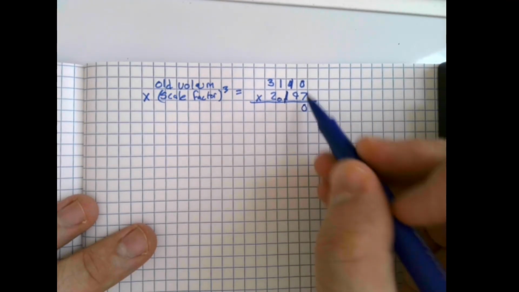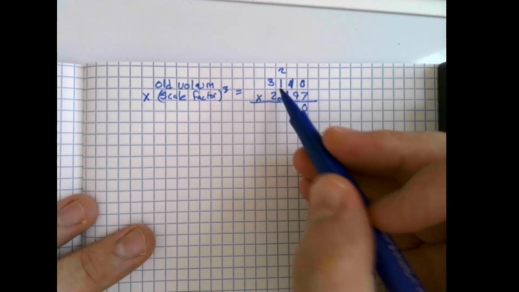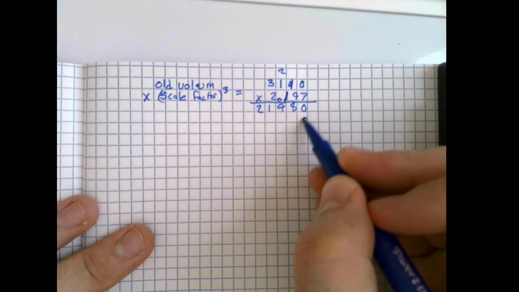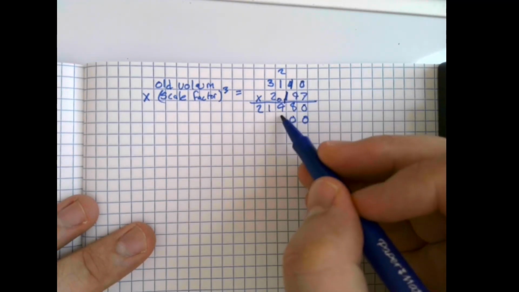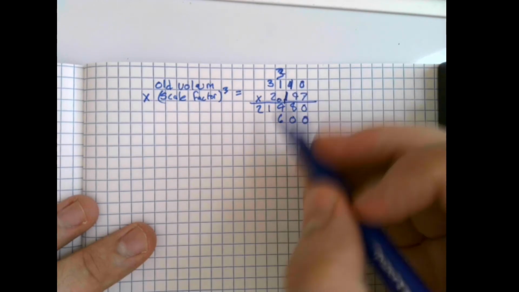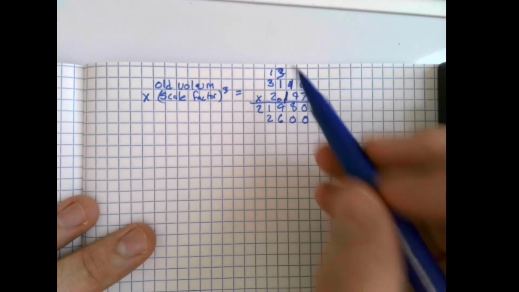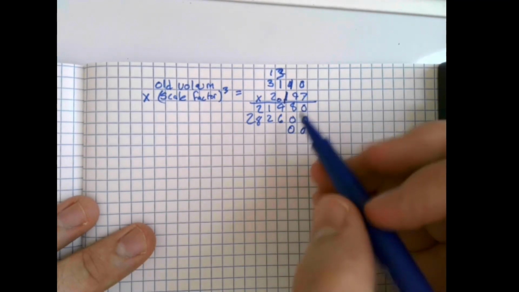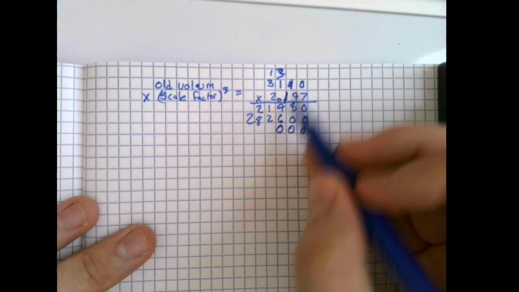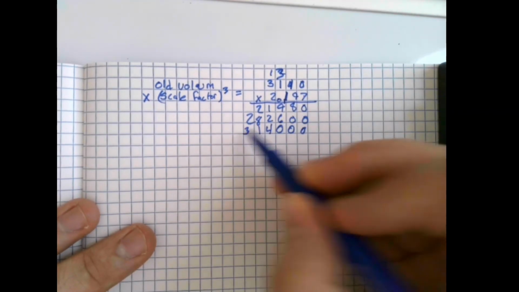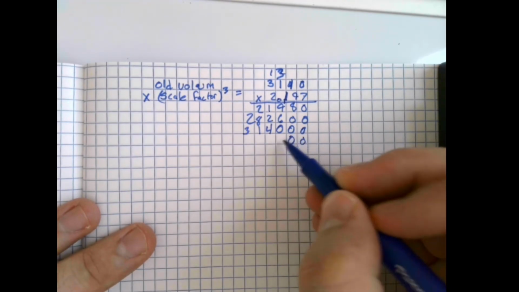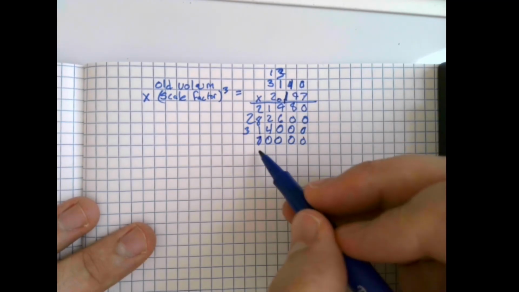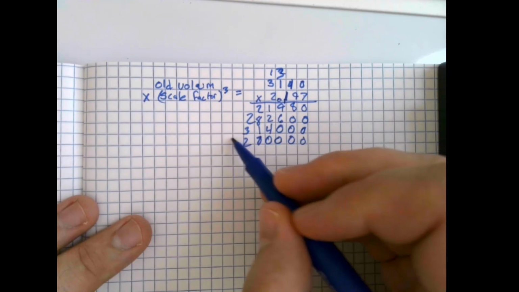7 times 0 is 0. 7 times 4 is 28. 7 times 1 plus 2 is 9. 7 times 3 is 21. 9 times 0 is 0. 9 times 4 is 36. 9 times 1 plus 3 is 12. 9 times 3 is 27, plus 1 is 28. 2 zeros are dropped for the 1. 1 times 0 is 0. 4, 1, 3. We'd put 3 zeros as we move to the 2. 2 times 0 is 0. 2 times 4 is 8. 2 times 1 is 2. 2 times 3 is 6.